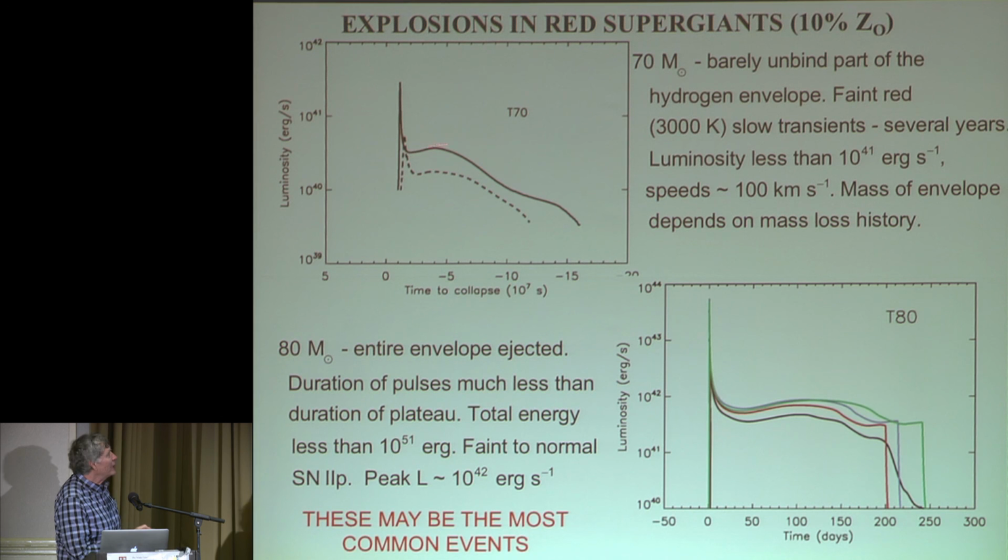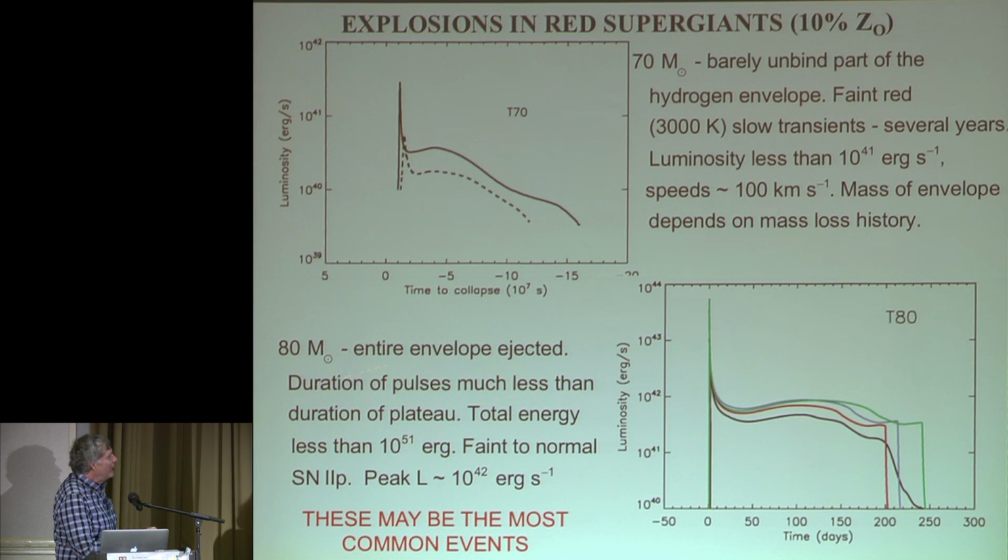So 70 solar mass star, it kicks the envelope off, and this is 10 to the 8th seconds here, so 3 years at 10 to the 40, a few times 10 to the 40 ergs. It's a supernova. And it's red, 3,000 Kelvin. It's very low velocity, 100 kilometers per second or so. Quite faint, hard to find.